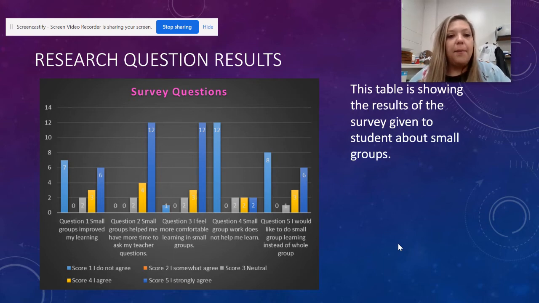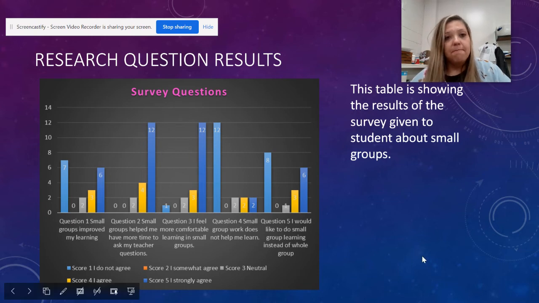You can see that the questions are given there, as well as their possible responses. The students themselves did not think that small group instruction had any effect on their academic growth. However, they did like having the small group instruction because they felt more comfortable asking questions and interacting with the teacher in the small group setting.